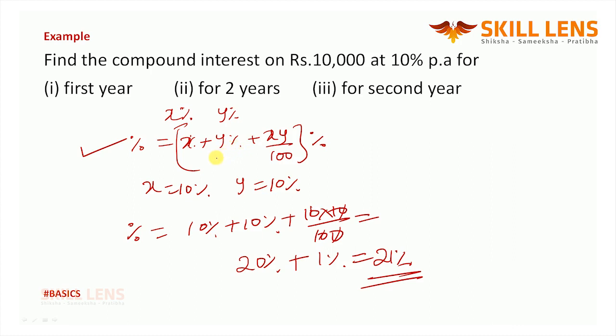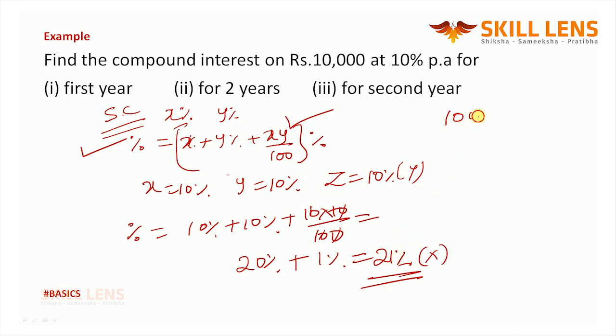Sir, how about 3 years? It's very simple. If you have another year which is Z, which is 10% again, so now this 21% will become your X and this will become your Y. Just plug in the values here, you can get it for the overall 3 years. Okay, so this is how you can use this funda and get your answer. So this is a shortcut to get compound interest easily. Okay, so this is how you will get your 21%.